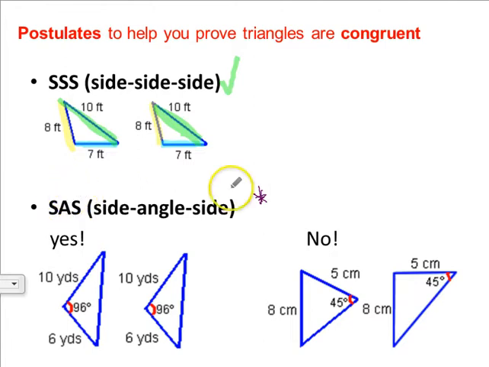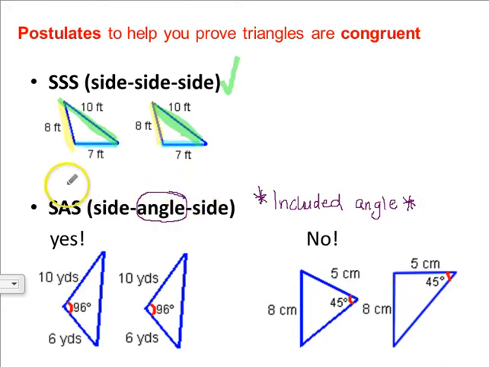Side, angle, side. Remember, on the other slide it said included angle. See how the angle is in between the side and side, it's sandwiched in there. We've got side, angle, side, where the angle is sandwiched between the S and the S. That is very important. That's what we mean when we say included angle. It has to be within, or sandwiched between, the 2 sides.